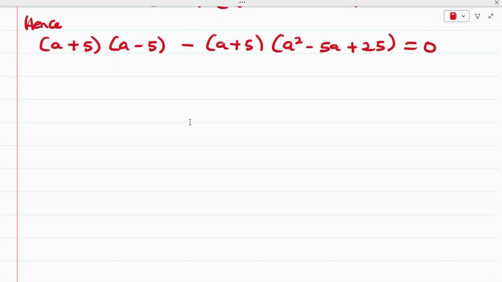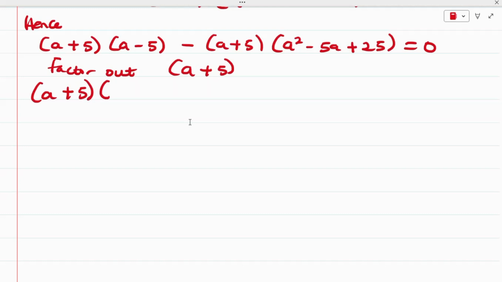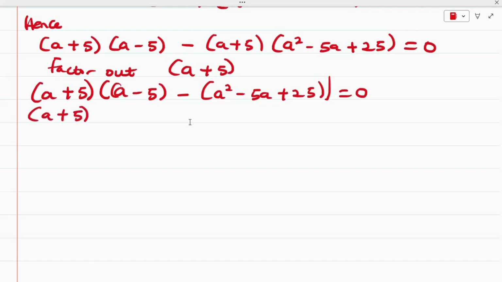So from here, we want to simply factor out the common term. We have the common term to be a plus 5. So we have this to be a plus 5 into, if you factor out a plus 5, we have a minus 5 minus (a square minus 5a plus 25), and this is equal to 0. So we are going to have this right here. So from here, we have a plus 5 into, we want to simply open up this, a minus 5, minus multiply a square will give us minus a square, minus multiply minus 5a will give us plus 5a, minus multiply plus 25 will give us minus 25, and this is equal to 0.